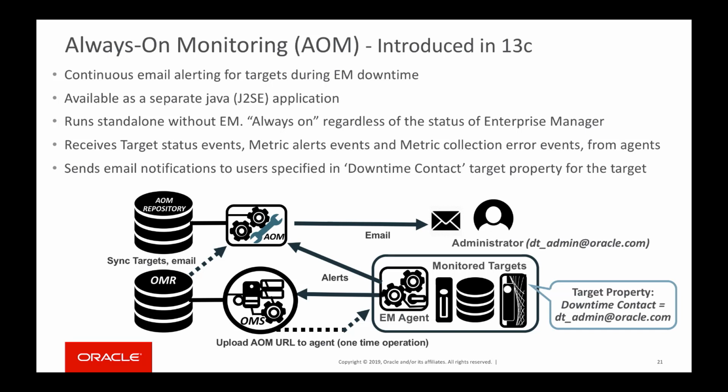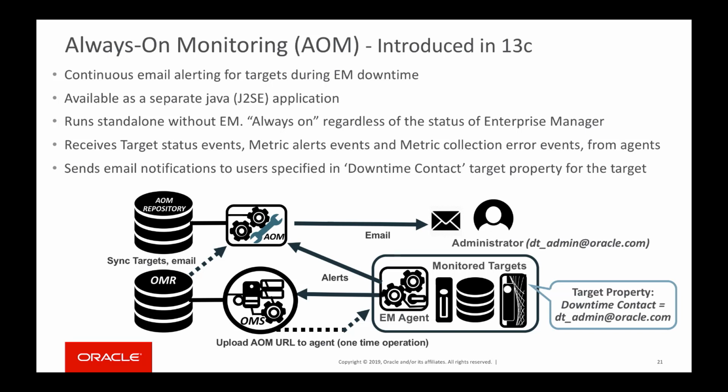AOM receives target status events, metric alert, and metric collection error from agents in parallel to what agent does with OMS. So what happens here is that agent sends the information separately to both OMS and AOM. Then AOM sends email notifications to users who are listed in a downtime contact target property. And this downtime contact is a new target property which is introduced along with AOM. This needs to be configured as a part of AOM setup.